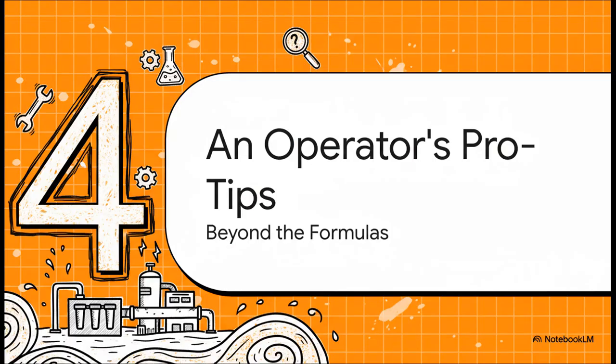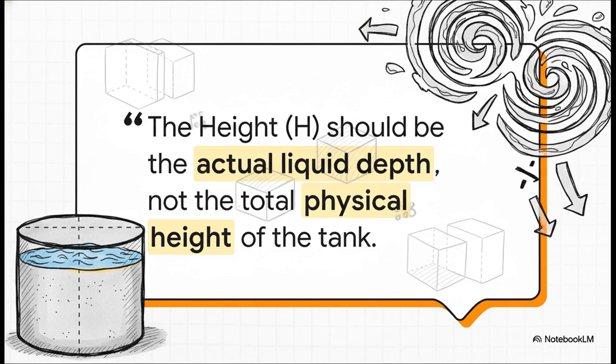Of course, the real world is always a bit messier than a clean formula on a whiteboard. So for our last section, let's get into a few pro tips, the kind of on-the-ground practical knowledge that operators use every single day. This right here, this is the golden rule. When an operator is calculating volume, they're not measuring the total height of the concrete wall. They're measuring the actual depth of the water inside. That's the operational capacity, and that little distinction is absolutely critical for getting everything else right.